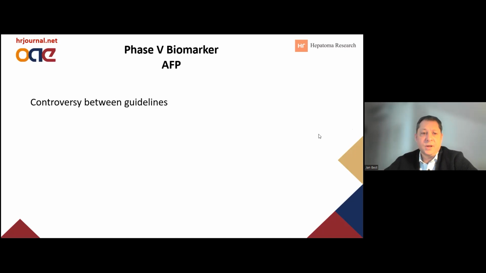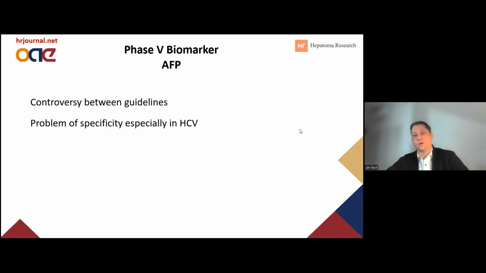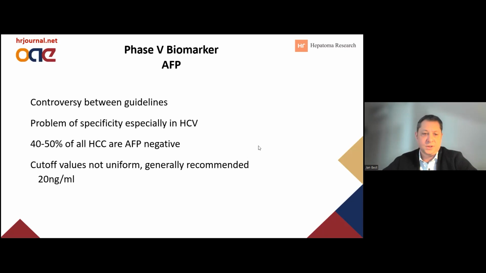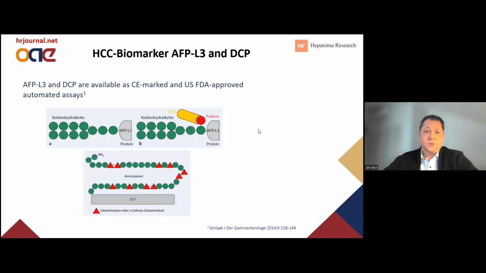For AFP, we have a controversy between the guidelines and the problem of specificity, especially in hepatitis C. We all know that chronic hepatitis C that's replicative leads to elevated AFP levels. On the other hand, 40 to 50% of all HCCs are negative for AFP, and cutoff values are not uniform. Generally, 20 nanograms per ml is recommended. So there are also other biomarkers.